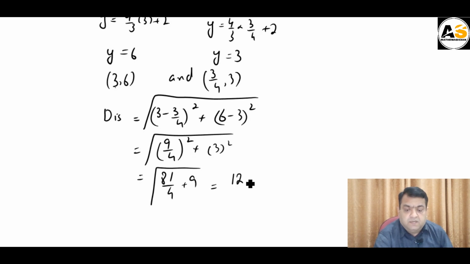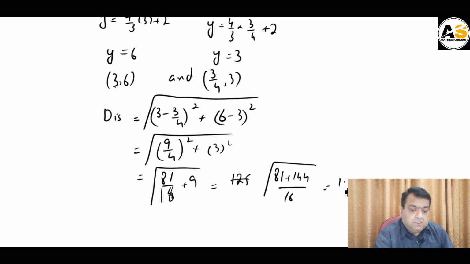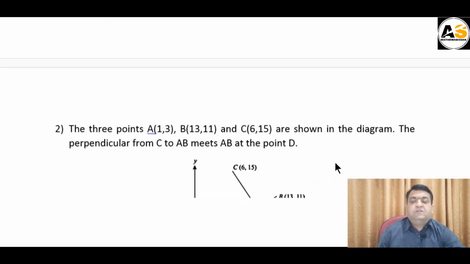9 times 16 is 144. So I will get 81 plus 144 over 16, square root, which is the square root of 225 over 16, which is 15 over 4, which will be 3.75 exactly. I hope this is clear. Let us move to the second question.